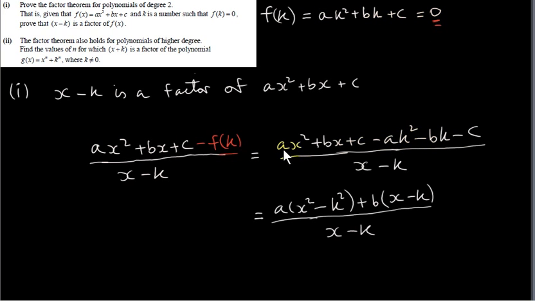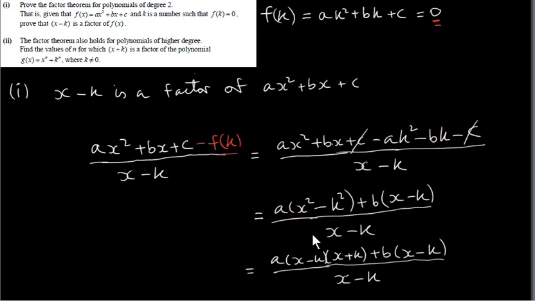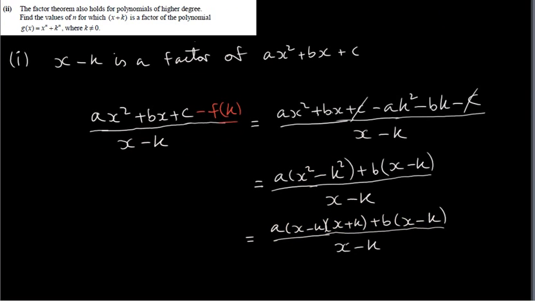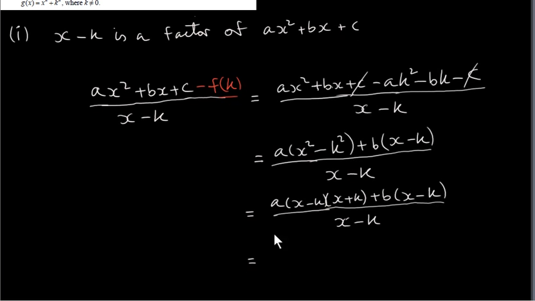Now look, we can factorize a out of ax squared minus ak squared to get a times x squared minus k squared. We can factorize b out of bx minus bk to get b times x minus k, and the c's will cancel out. X squared minus k squared is the difference of two squares. That means that we can factorize x squared minus k squared into x minus k times x plus k. So now you see that the numerator is just a multiple of x minus k. We can take x minus k out of the numerator.